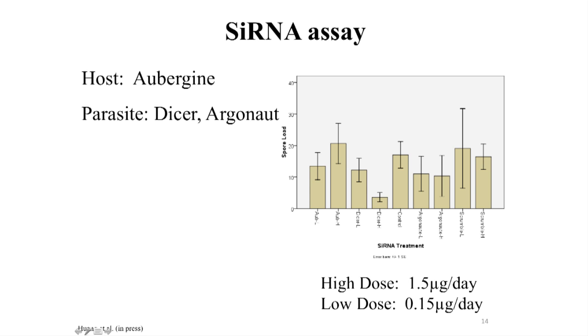What I do is target the genes that are important for small RNA maturation. That is 3 genes: one from host origin, which I got from the QTL mapping, and the other 2 from the parasite, dicer and argonaute, with different dosages. On this graph, the x-axis is the treatment and the y-axis is the number of spores. They are diluted. We were not able to count 10 spores from a bee.